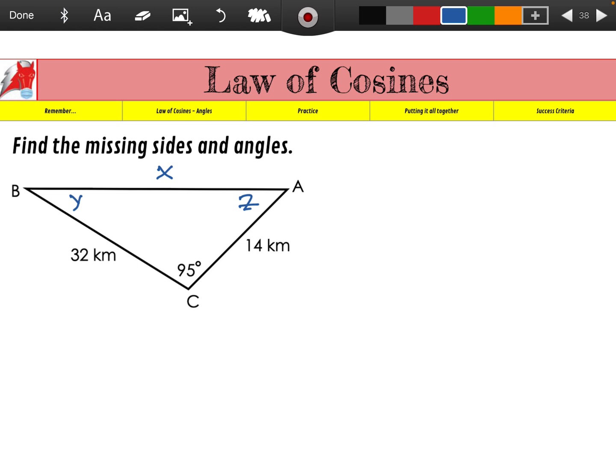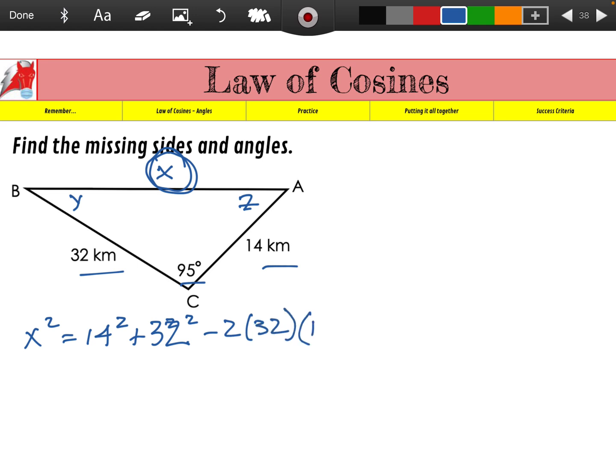All right. Given the information I have, the only thing I can find first is x. Okay, and that I have to do law of cosines. So I don't know what this is. Now I can set it all in. 14 squared, 32 squared, 2 times 32. Oops, should have done 14, but that's okay. Cosine 95. Remember, it's because it's a side. All of this can go in, and I can just simply square root it.